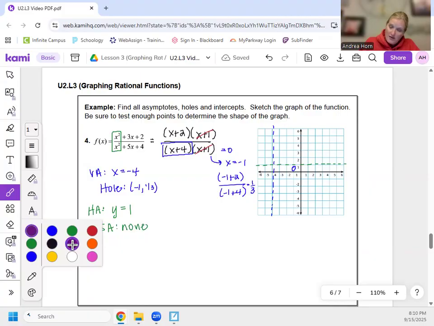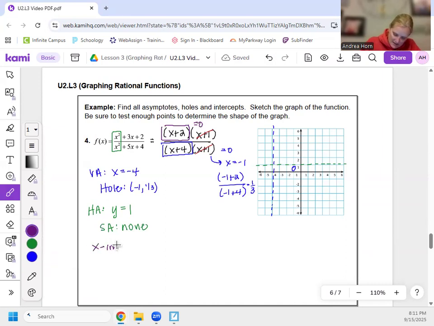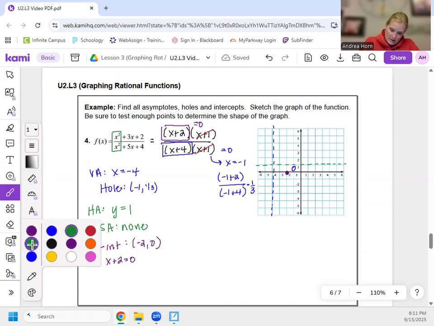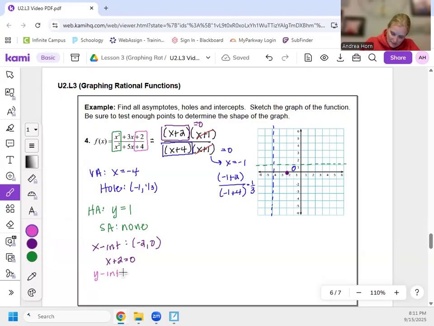Okay, now for our new pieces. Remember, x-intercepts are when we set the top equal to 0. So x-intercept is when I say x plus 2 equals 0. In other words, (-2, 0) is my x-intercept. My y-intercept is the ratio of my back numbers, so 2 over 4. That's 1/2, so (0, 1/2) is your y-intercept. Remember, make sure that you're writing these in proper form, which means as points.